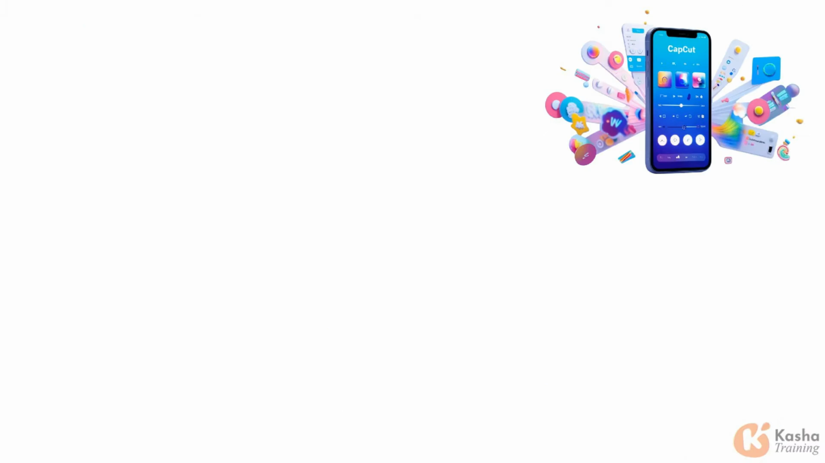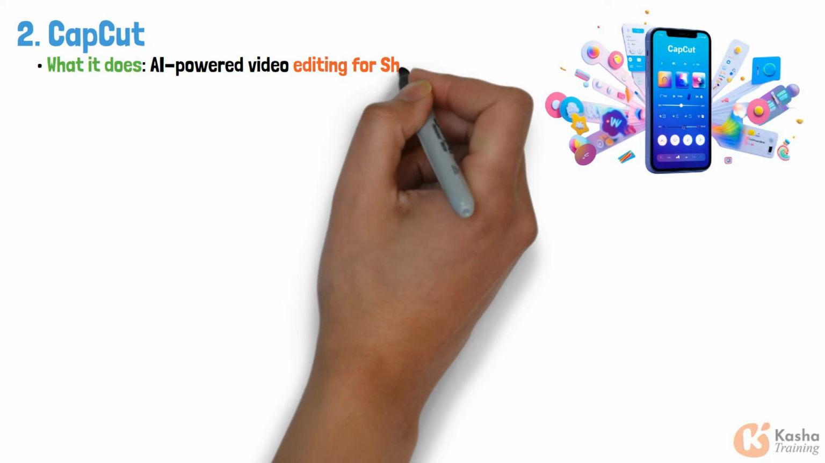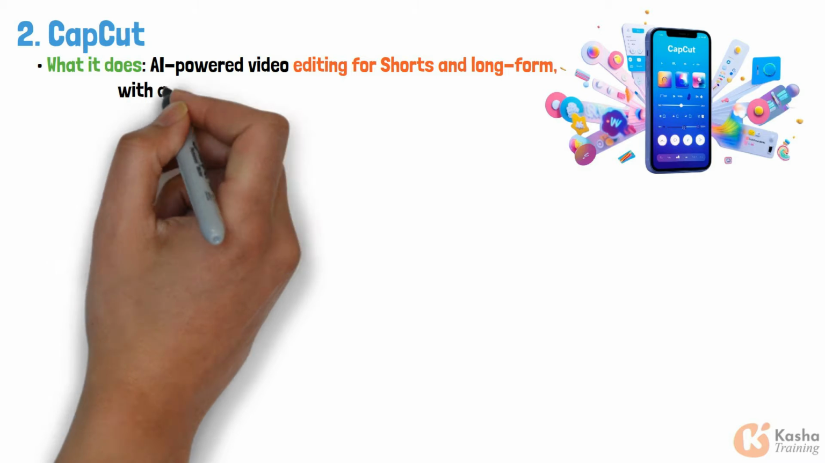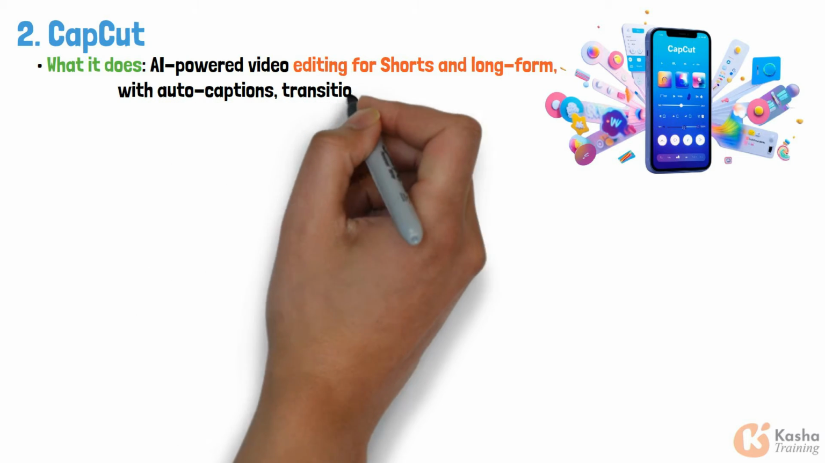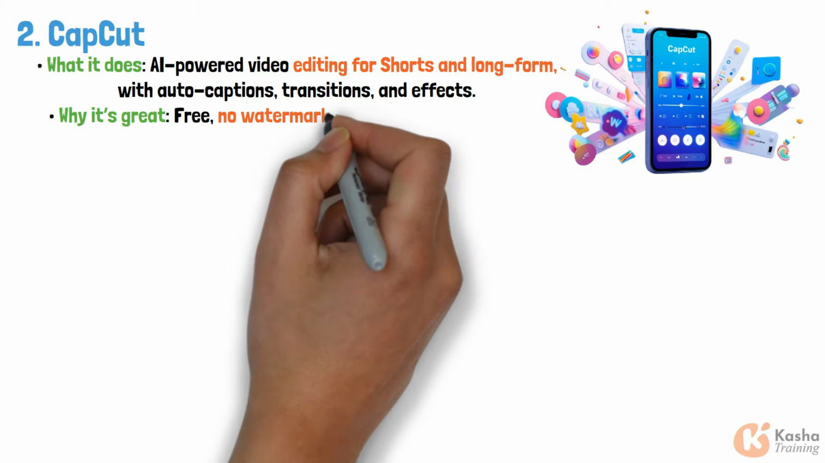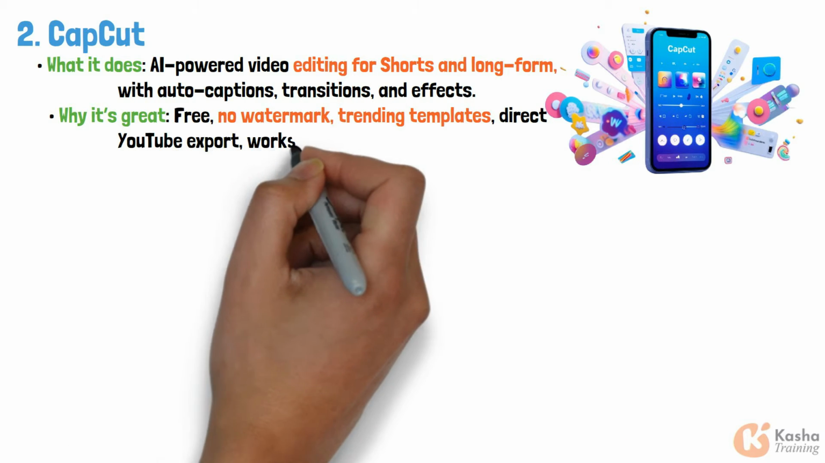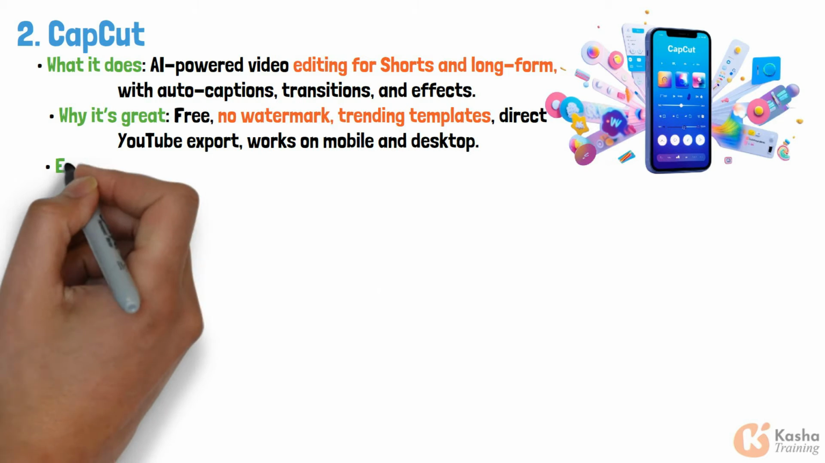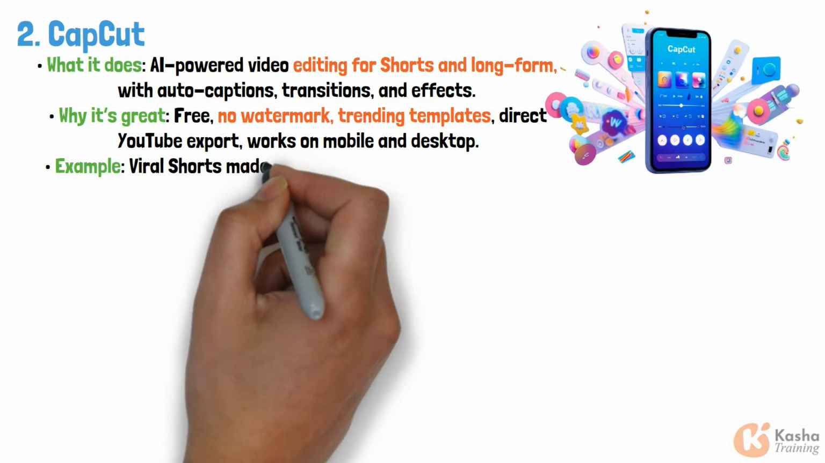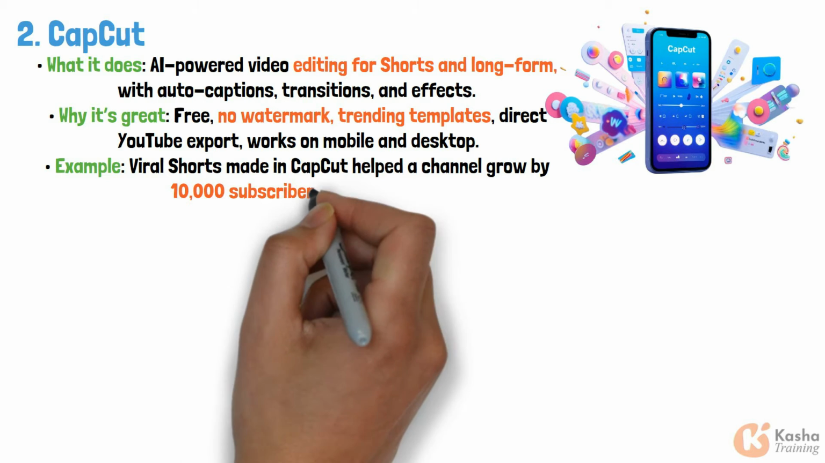2. CapCut. What it does: AI-powered video editing for shorts and long form with auto captions, transitions, and effects. Why it's great: free, no watermark, trending templates, direct YouTube export, works on mobile and desktop. Example: viral shorts made in CapCut helped a channel grow by 10,000 subscribers in 3 months.